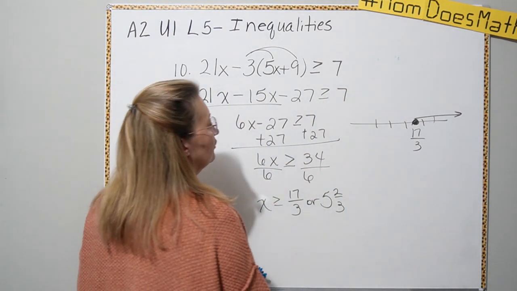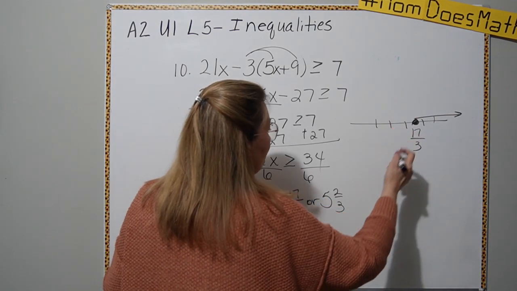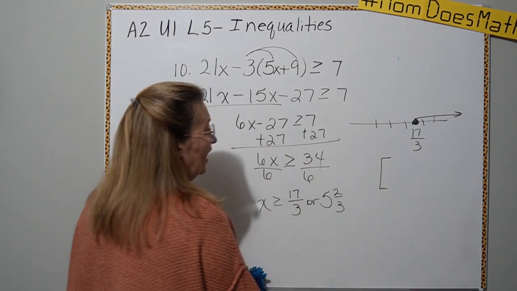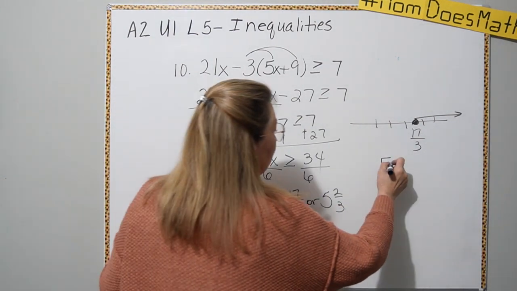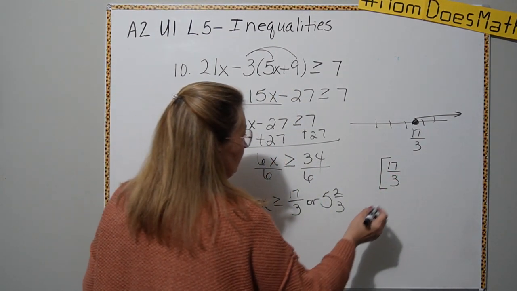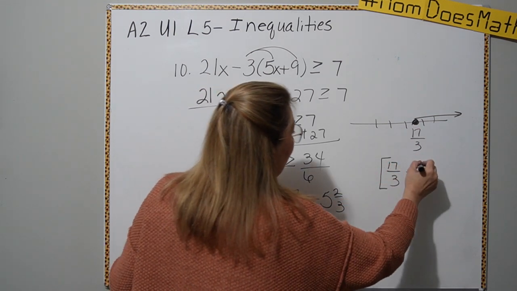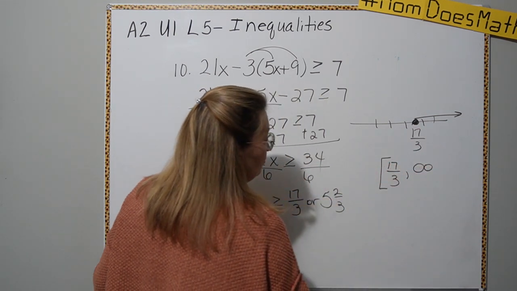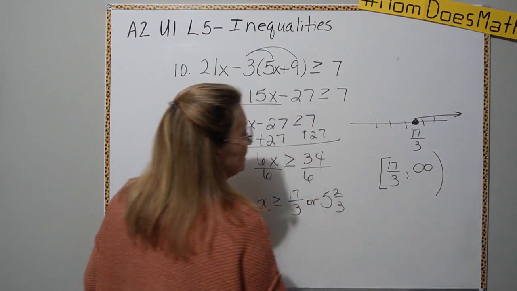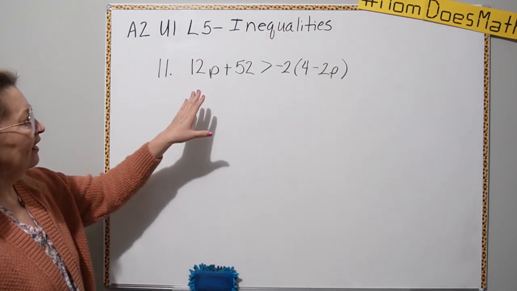Now let's put it in interval notation. Since this is a solid dot on the left-hand side, we're going to start with a bracket. All right, our number, the point there, is 17/3, or the 5 2/3, comma. All right, what's on your other end? The positive infinity sign. So put that, and your infinity sign always has a parenthesis. So that's number 10.